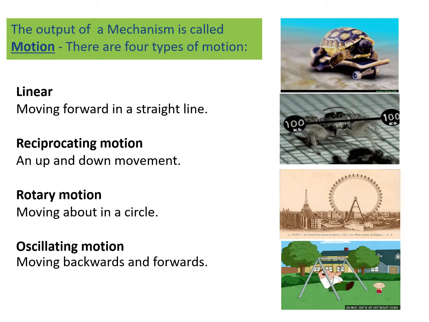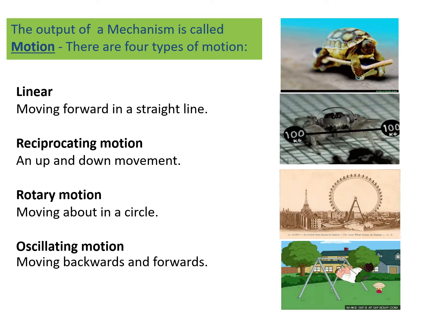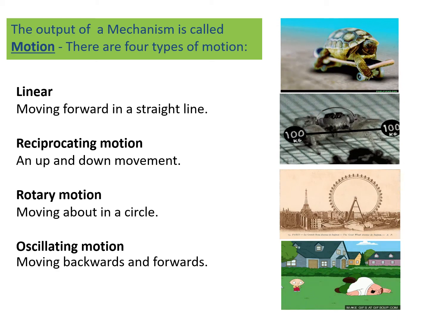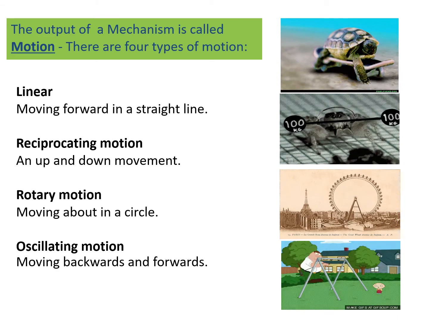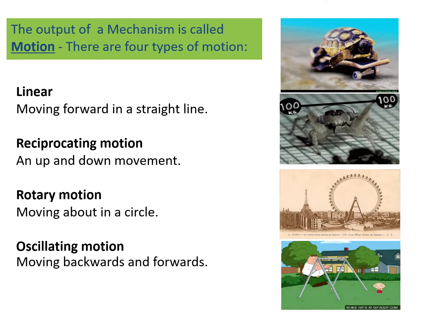There are 4 types of motion. The first type is a linear motion. This is moving forward in a straight line, like the tortoise on the skateboard. Motion 2 is a reciprocating motion. This is a motion moving up and down, like a weightlifter.